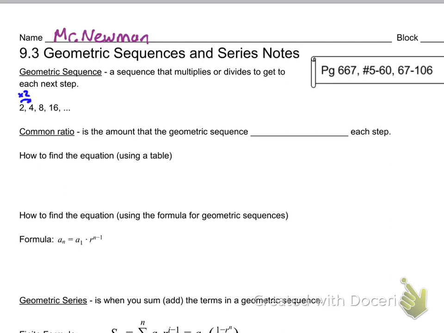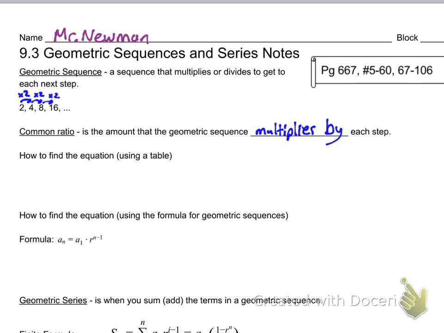So, first of all, a geometric sequence is a sequence that multiplies or divides to get to each next step, versus an arithmetic sequence that adds or subtracts. And you can multiply by a fraction, so you could simplify it to just multiplying all the time. For example, in this one, we're always multiplying by 2, and that is the common ratio. That's the amount that the geometric sequence multiplies by each step.